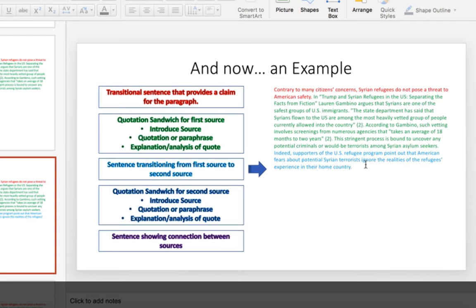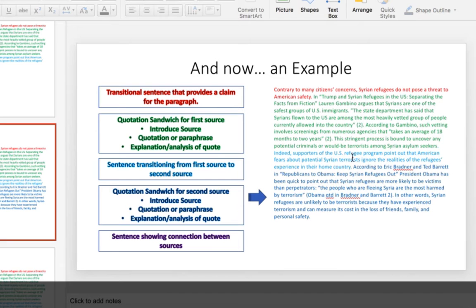And here it is in blue. Indeed, supporters of the U.S. refugee program point out that American fears about potential Syrian terrorists ignore the realities of the refugees' experience in their home country. So this is going to provide that transition from the first source to the second source. Now I need to provide a quotation sandwich for that second source.